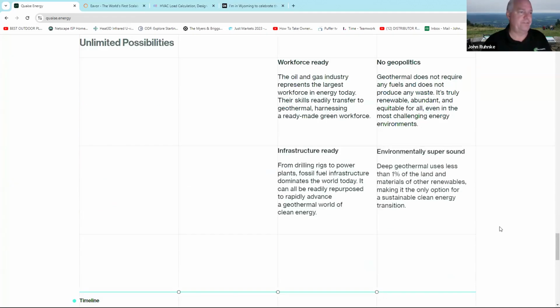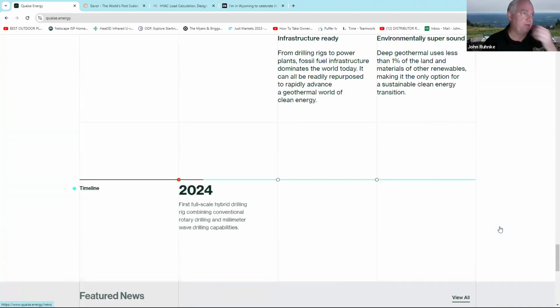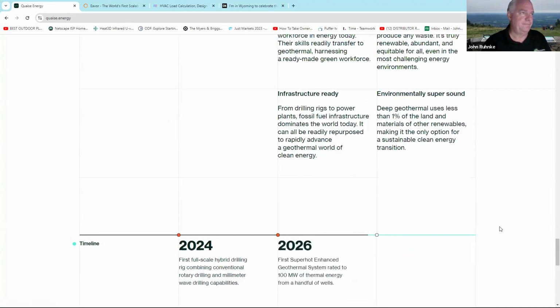They're going to drill the world's deepest hole. And that's where they can bring up the supercritical steam.